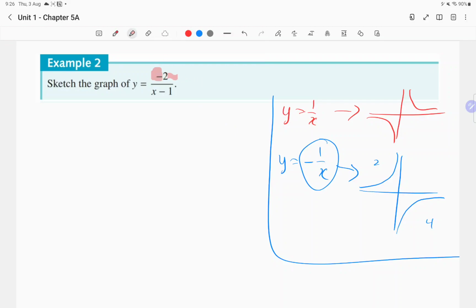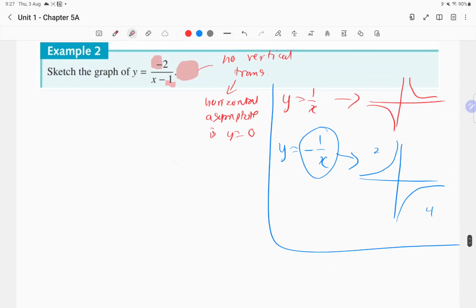So let's see, negative 2, there is no constant term, so there is no vertical translation. Right, no vertical translation, which means that the horizontal asymptote will just be at y equals 0.